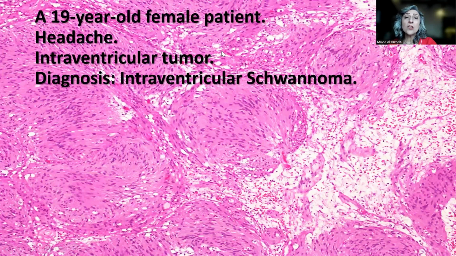So the final diagnosis in this case, based on the beautiful morphology of the hypercellular areas, the Antoni A, the hypocellular areas, the Antoni B, the presence of some tendency here at the Verocay bodies or palisading, Verocay body formation, the hyalinized blood vessels which would mean that the tumor is long-standing, in addition to the immunohistochemistry, is intraventricular schwannoma, which is a CNS WHO grade 1 tumor.